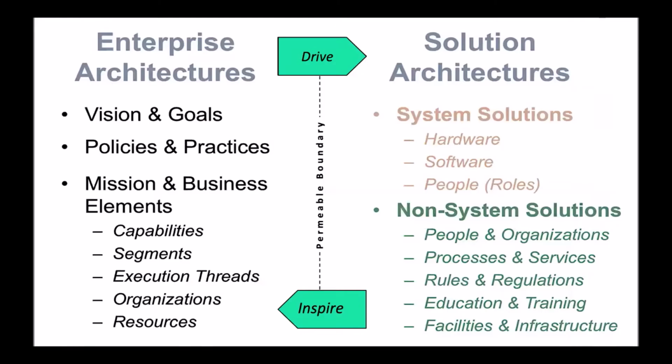Now, what is important from our perspective is that many times when you hear architecture and when you're discussing architecture, you are actually discussing the solution or system architecture, which focuses on the technology aspect of architecture. This focuses on the hardware, the software that is to be used, the people and the roles they are playing, and other non-system aspects of the organizations, the processes, the rules, regulations, facilities, infrastructure. But it is critical for organizations to define their enterprise architectures also, which you see on the left of the screen.